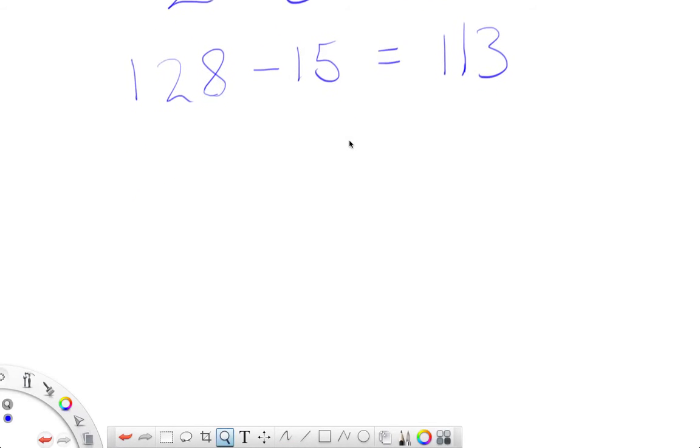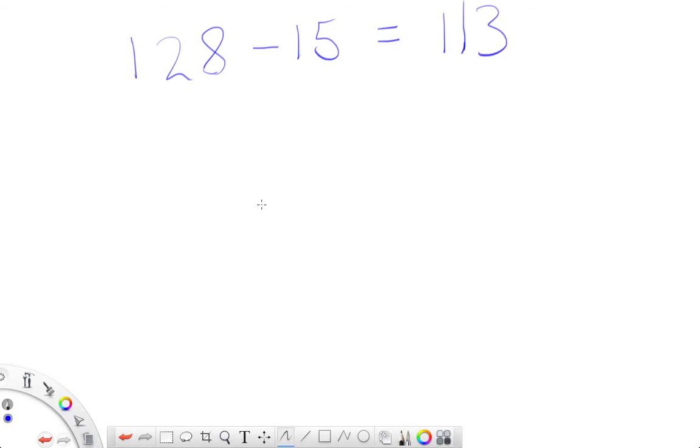Now if I take this top one, 128 minus 15 is 113, let's look at what this means. Why do we write it in this way? Why not write it in Roman numerals? We could do that. What this is, you have to remember back to primary school. The 1 represents hundreds, the 2 represents tens, and the 8 represents units. So this is how many ones there are, this is how many tens there are, and this is how many hundreds there are.